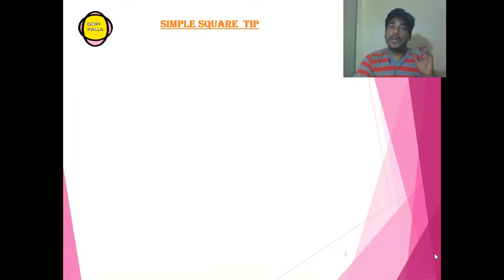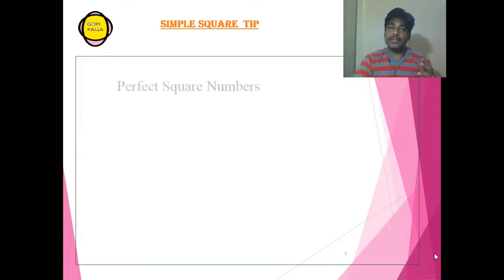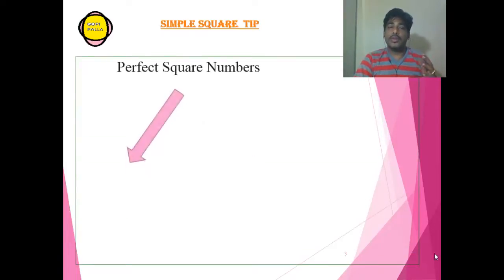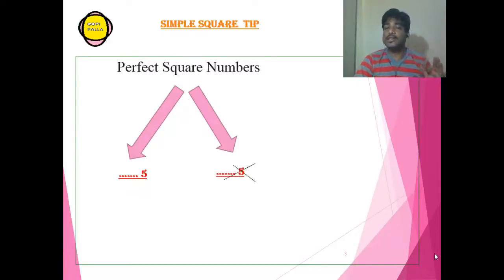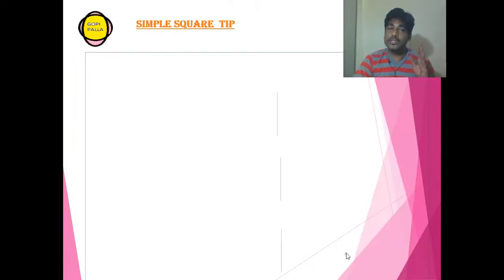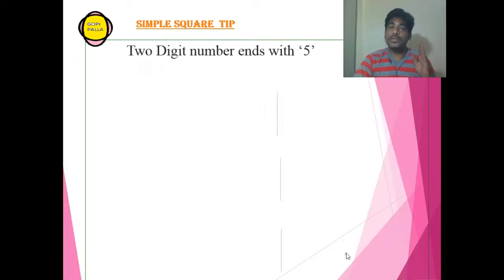So for simplification of the topic, I have divided the numbers into two parts. The first part is the numbers which end with 5, and the second is the numbers which end with other than 5. Straight away we will go to the 2-digit number ending with 5.